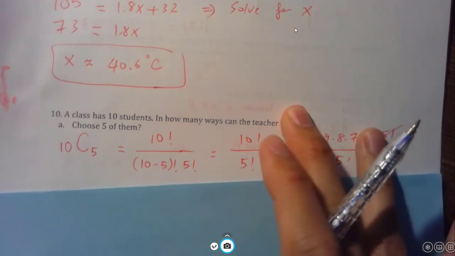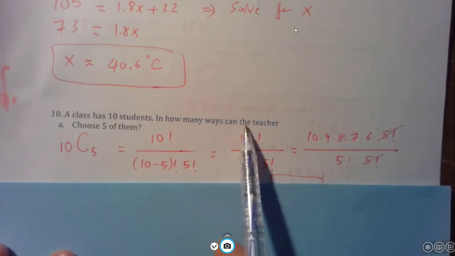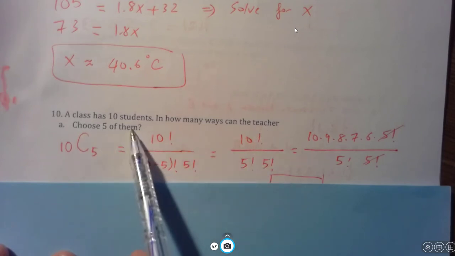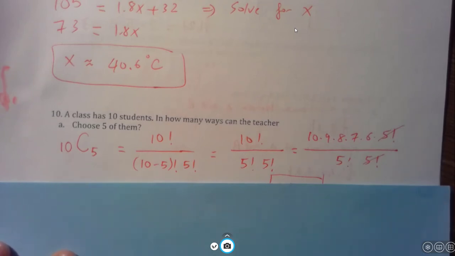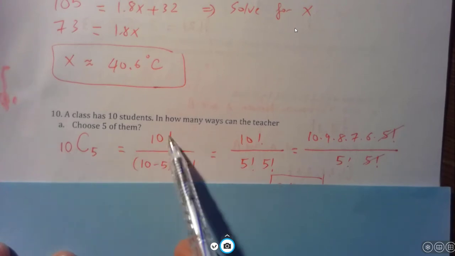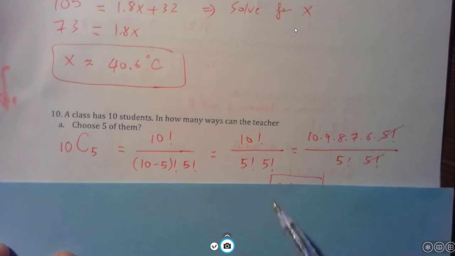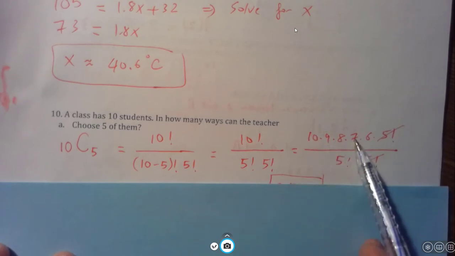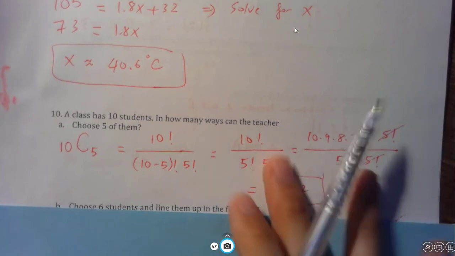Okay, question 10. A class has 10 students. In how many ways can the teacher choose 5 of them? Okay, so we have 10, and we choose 5 of them in any order. The order doesn't matter, so we use the combination C. So 10 factorial over 10 subtract 5 factorial, times 5 factorial. That is 10 times 9 times 8 times 7 times 6 times 5 factorial. The 5 factorials cancel out, so you have 252.